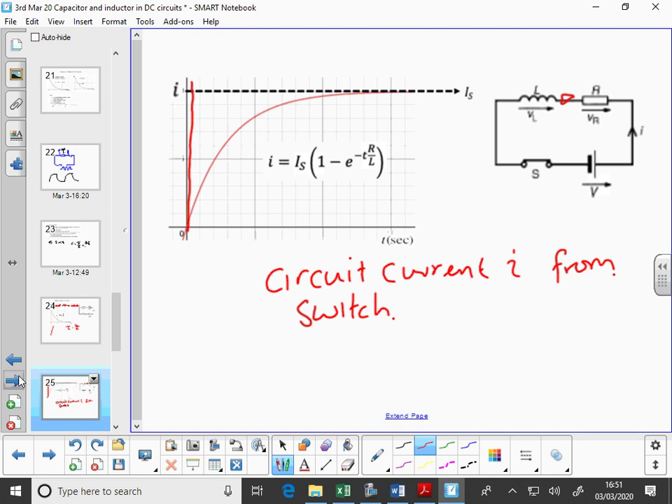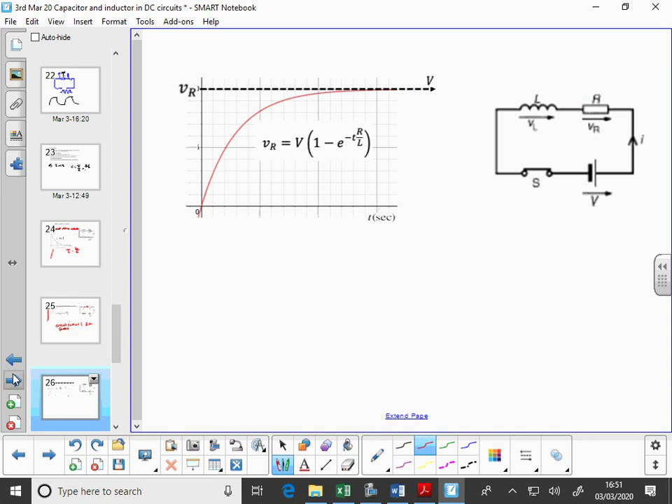And then lastly, the voltage across the resistor is always going to follow the current that's flowing. So if the current rises exponentially to a limit, then the resistor voltage is going to rise exponentially to the limit being the applied voltage.